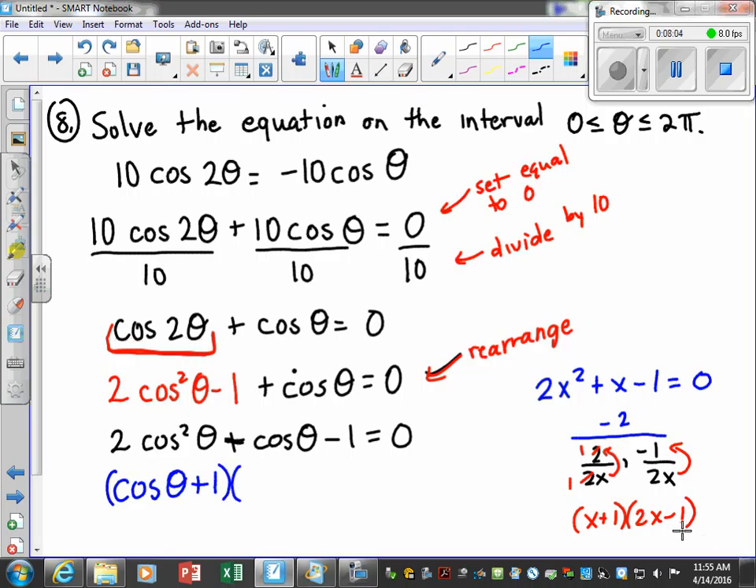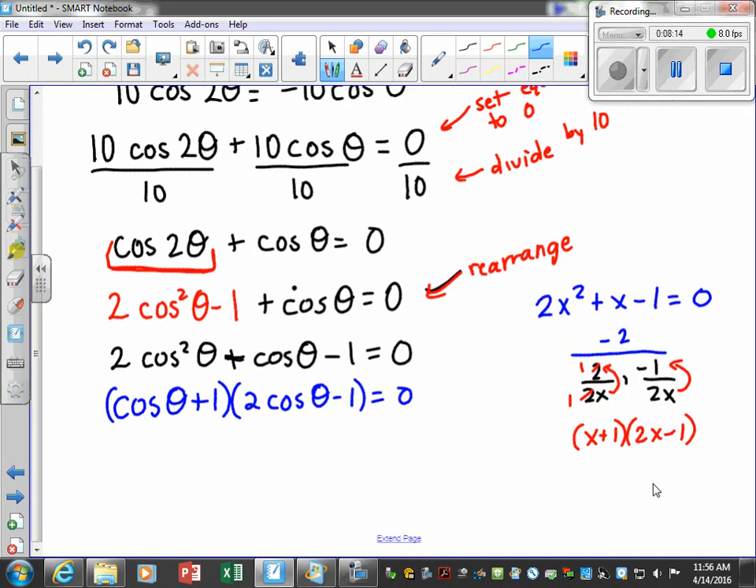And what's this one going to be? 2 cosine of theta minus 1 equals 0. Now, do you remember what we did next? We said this term equal to 0 and solve, this term equal to 0 and solve. So my first one is cosine of theta plus 1 is equal to 0. I'll let you go ahead and get started working on that. And then you can do 2 cosine of theta minus 1 equals 0.